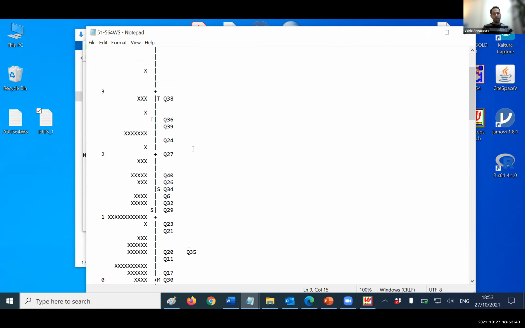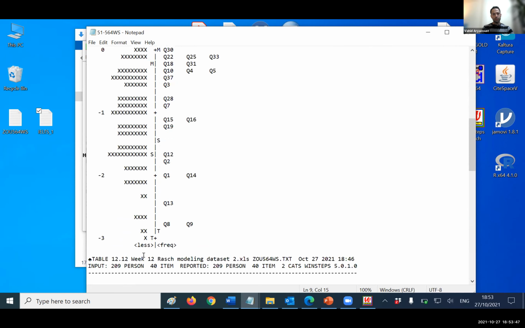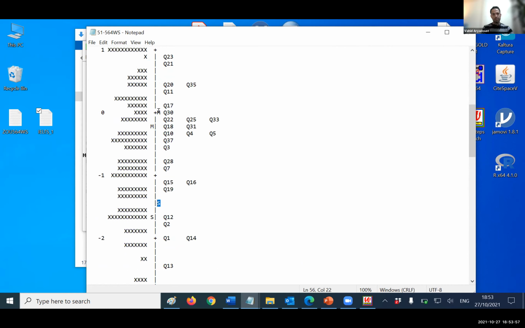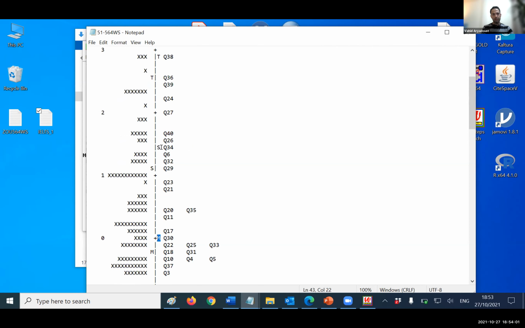Now, before that, I need to tell you something else about the line. We have T, S, M, and again, S and T on the right side. And on the left side, you can see the same thing, right?